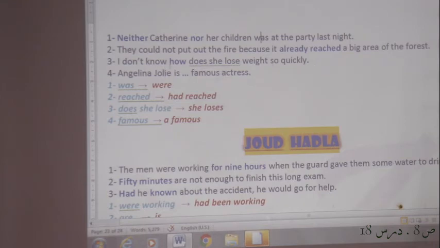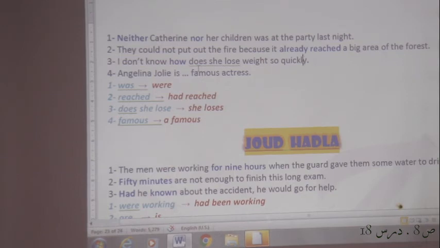Now, I don't know how. Again, this is a relative pronoun, not a WH word. It is not a question. Here it is not a question, so we can pay attention to the full stop. So it's a normal positive sentence. So in this case we don't invert, but pay attention.